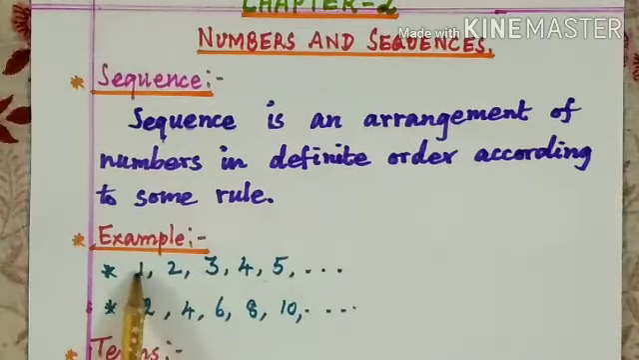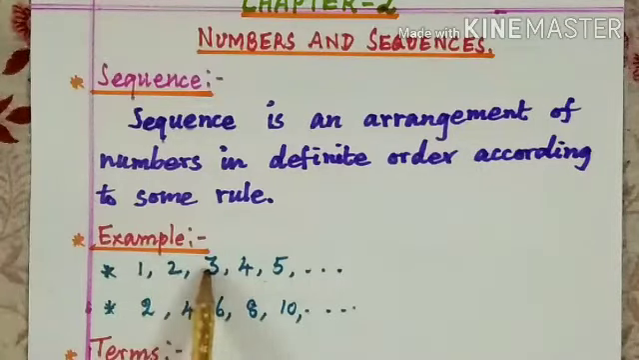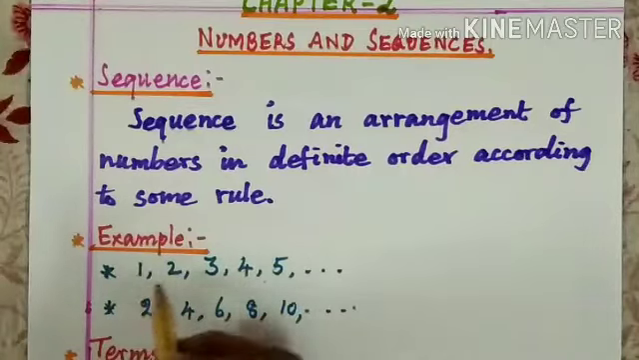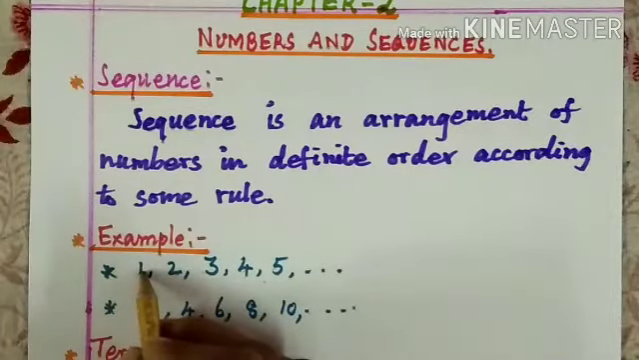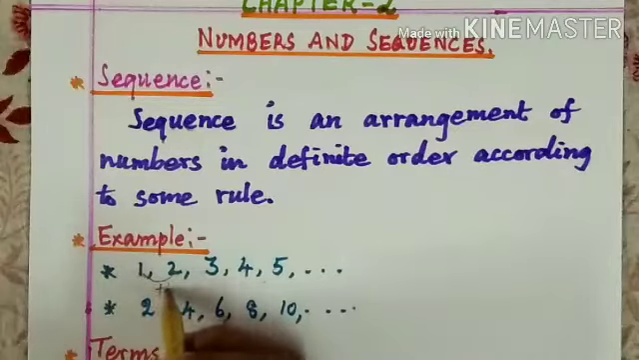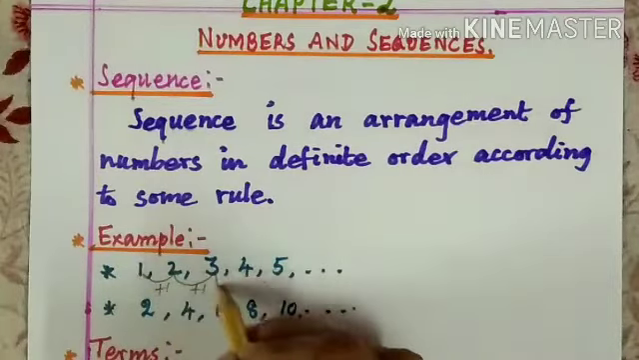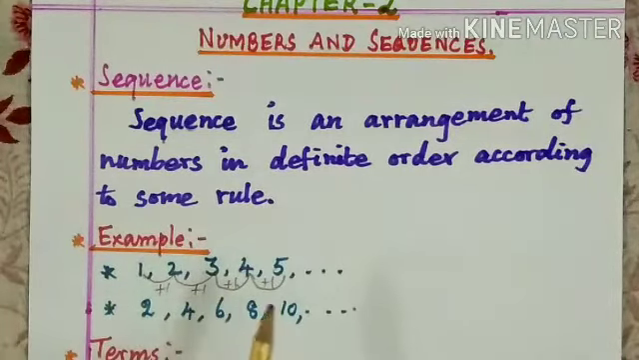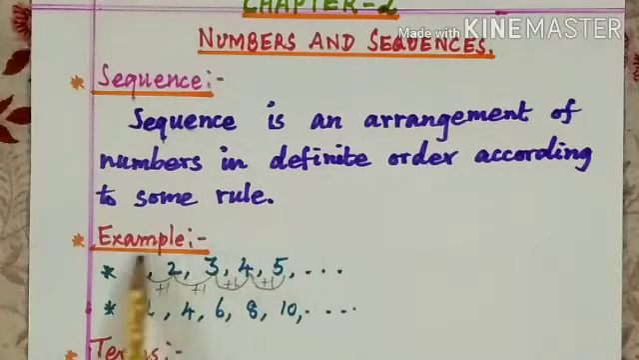See here, 1. If I add 1 to the first number, I get 2. Then again I add 1 to the second number, I get 3. Then again I add 1 to the third number, I get 4. So the difference between these numbers is plus 1. That's why we call these numbers a sequence. The rule is that here each number has plus 1 added.